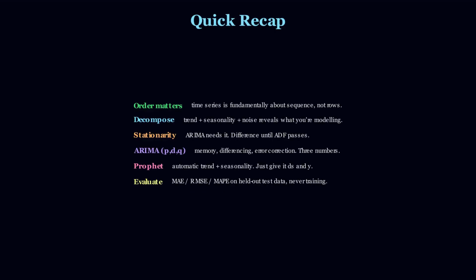Time series, order matters. Decompose into trend, seasonality, and noise. Make it stationary before fitting ARIMA. Use ADF to check. ARIMA P, D, Q, memory, differencing, error correction. Prophet, automatic seasonality, handles holidays and missing data. Evaluate with MAE, RMSE, or MAPE on a real held-out test set.